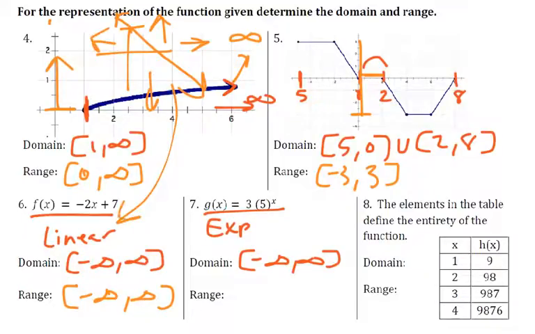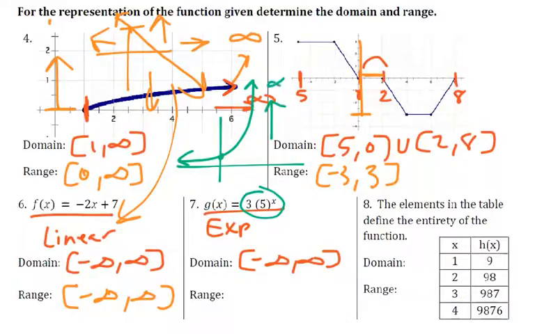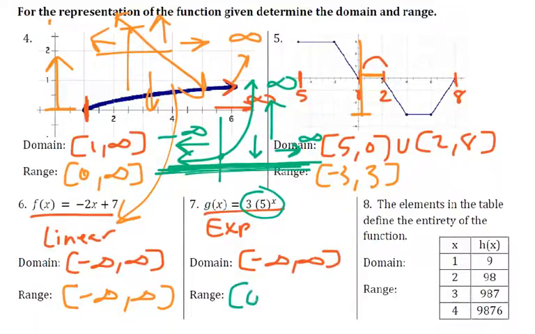This exponential one, 3 times 5 to the x, would actually go up like this. This would be 3, then it's times 5. So it goes up to positive infinity, goes to the right to positive infinity, to the left to negative infinity. But down, it gets stopped by that x-axis. It's an asymptote. It's a line it will never go below, so it's 0 to infinity.